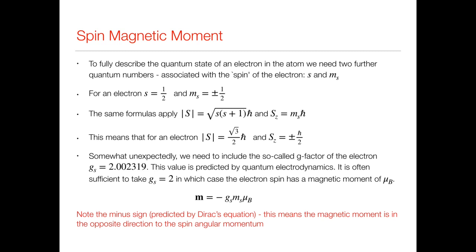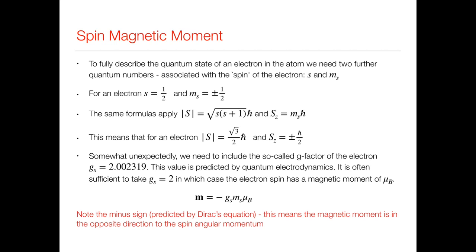So we can know the length of the spin vector, the length of this angular momentum vector. It's given by the square root of S(S+1), lots of h bar. And we know the projection onto an axis, again by convention, the z-axis. So S_z is equal to the M_S quantum number, lots of h bar. This means for an electron, the magnitude of the spin is root 3 over 2 h bar, that's fixed. And the projection onto z is simply plus or minus h bar over 2.